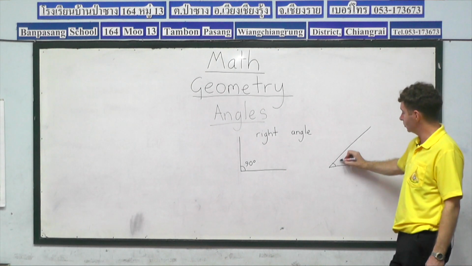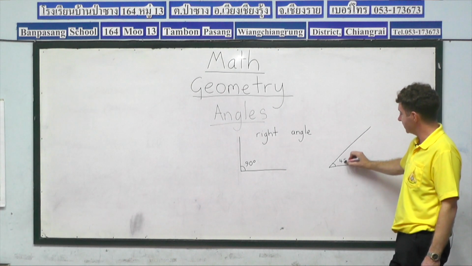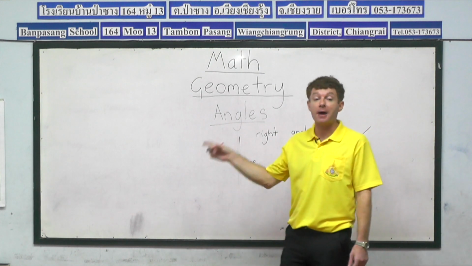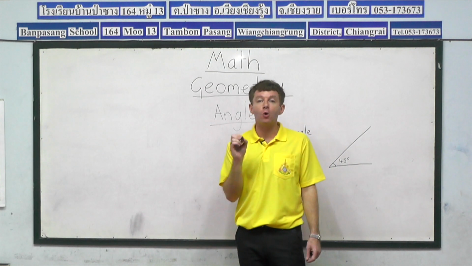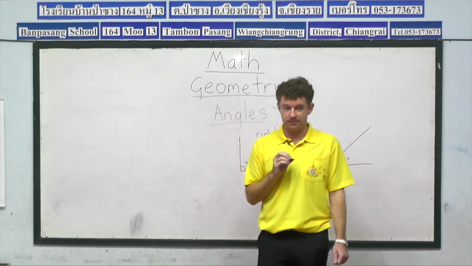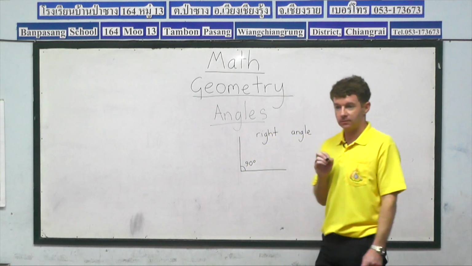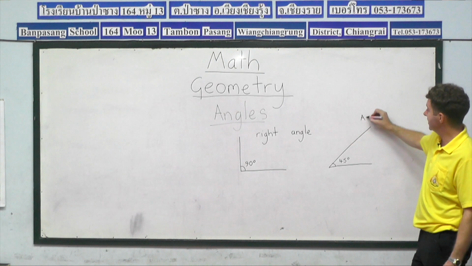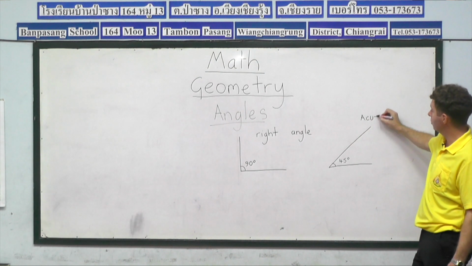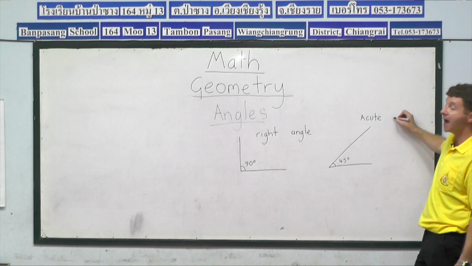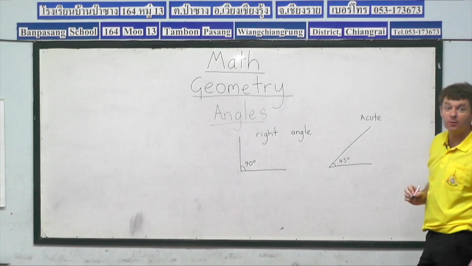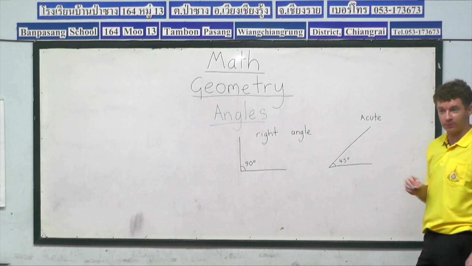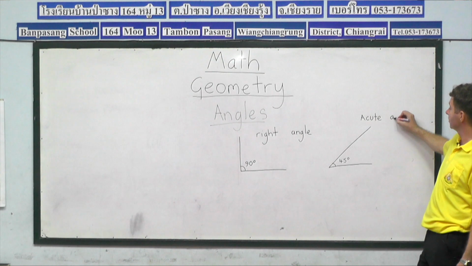But this angle is narrower than 90 degrees. This angle will be about 45 degrees. So does anybody remember from the PowerPoint demonstration what we call an angle that's less than 90 degrees? Begins with A. A-C-U-T-E. Acute. Not cute. The angle isn't cute. The angle is acute.